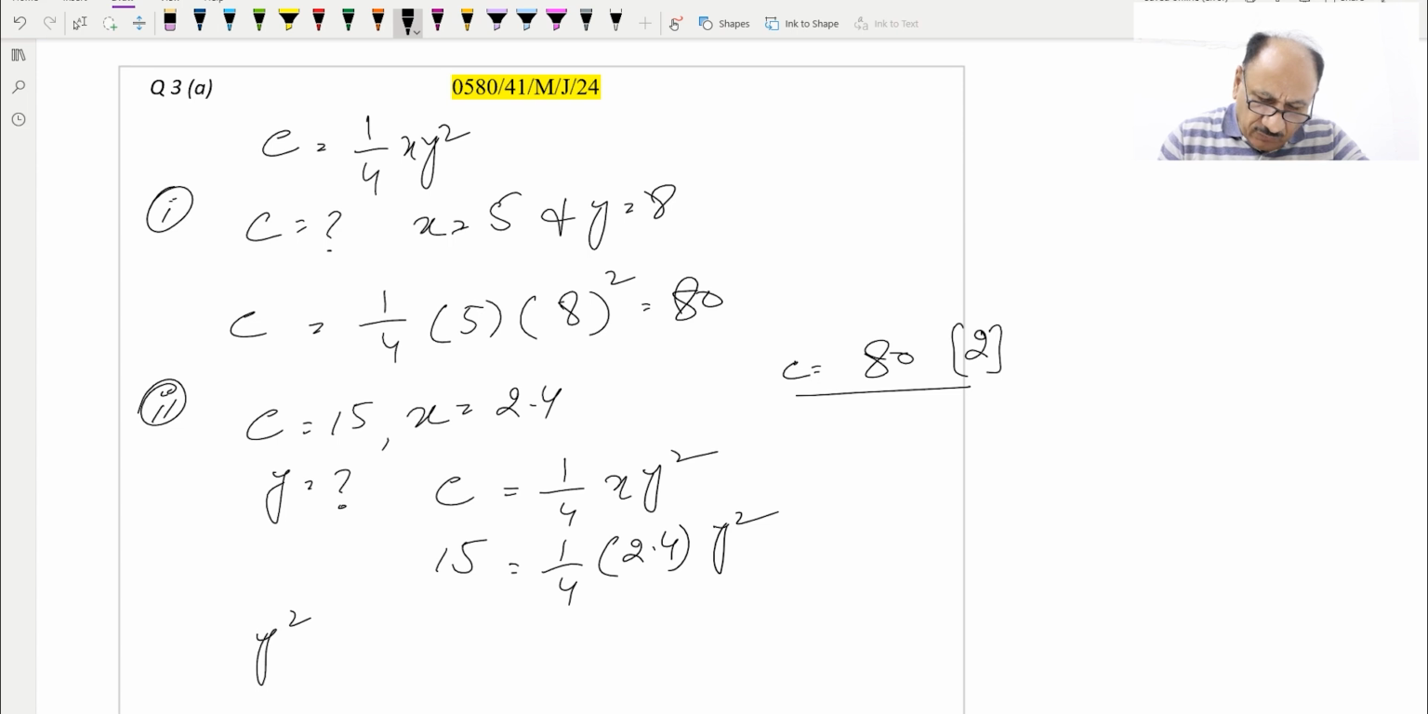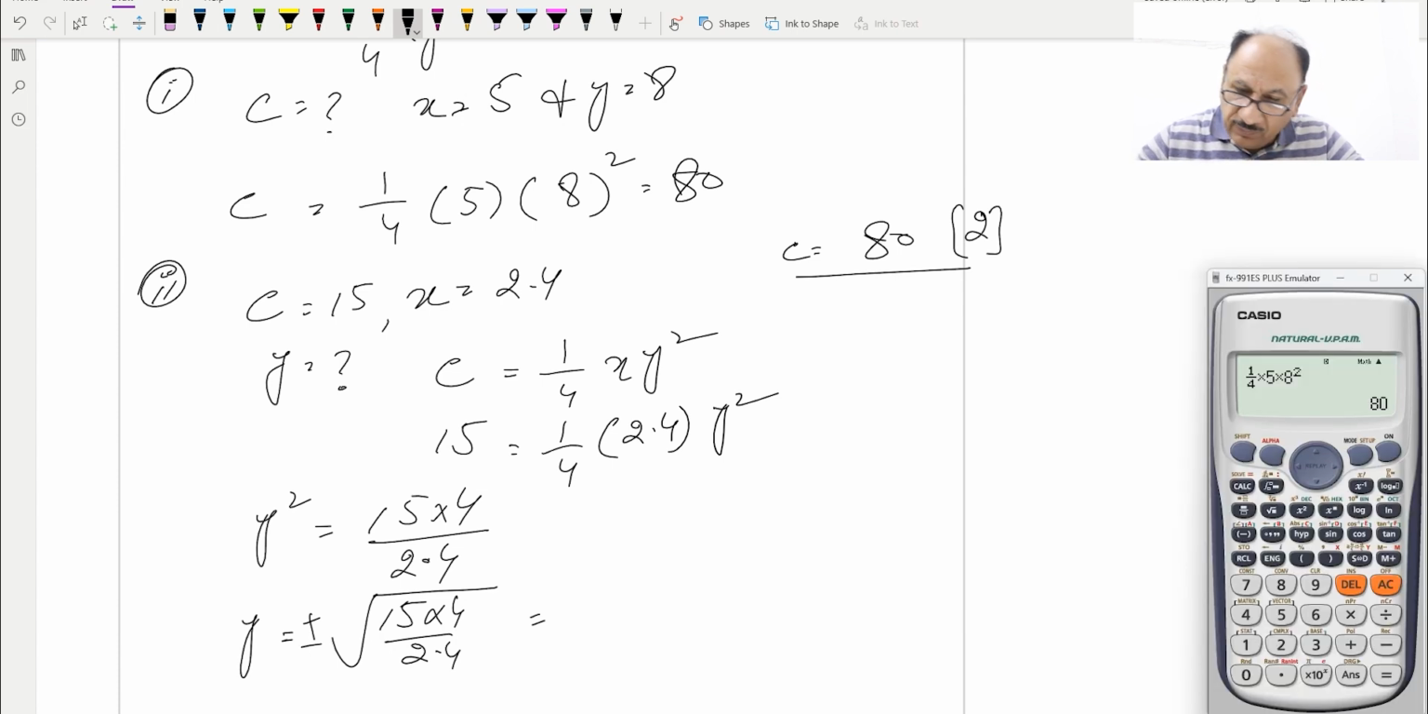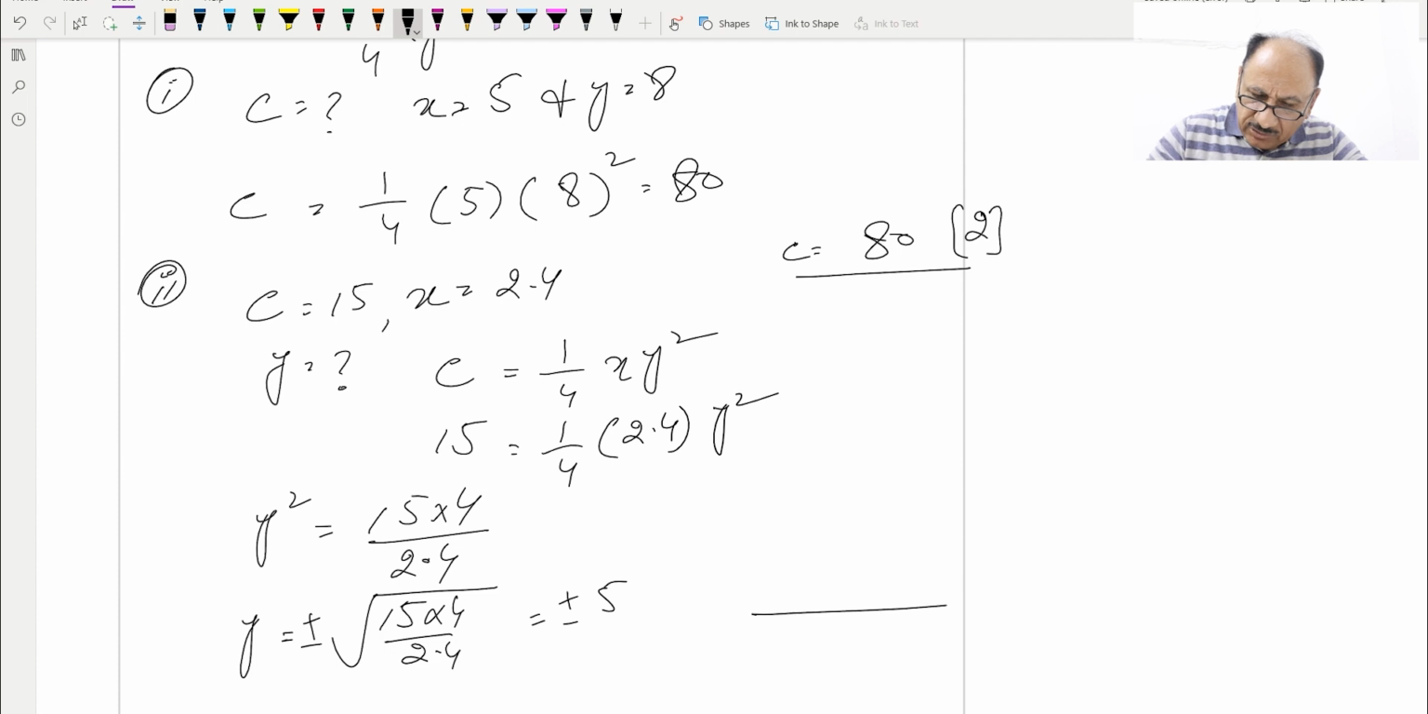So this implies y square is equal to 15 multiplied by 4 and divided by 2.4, and then we can take the y value. The positive y value will be the square root of 15 into 4 over 2.4, and we can write it plus minus, and then we will be taking only the positive value later on. So 15 into 4 divided by 2.4 is equal to 25, and the square root gives plus minus 5. The positive value will be 5 only, which we'll be mentioning here, and this is the 2 mark question, y is equal to 5.